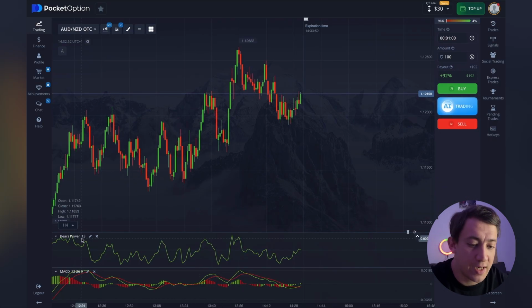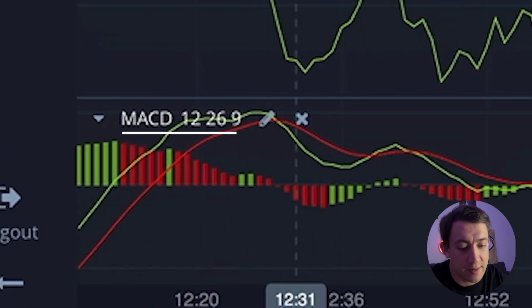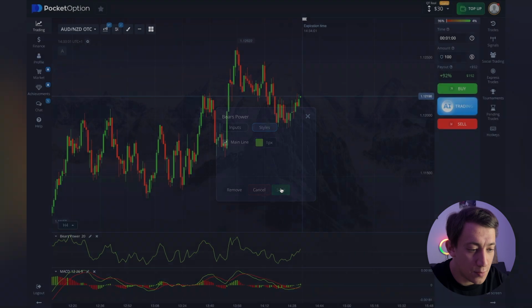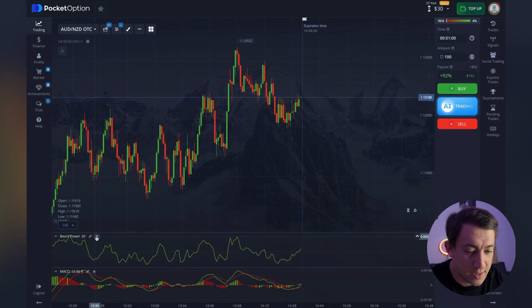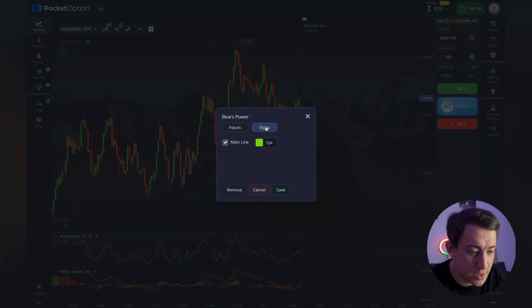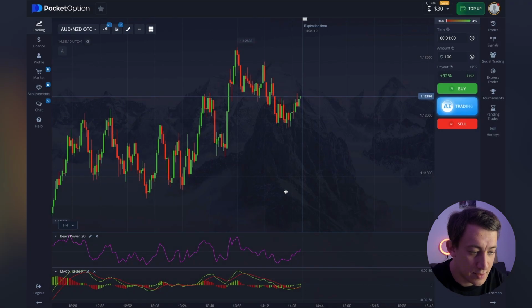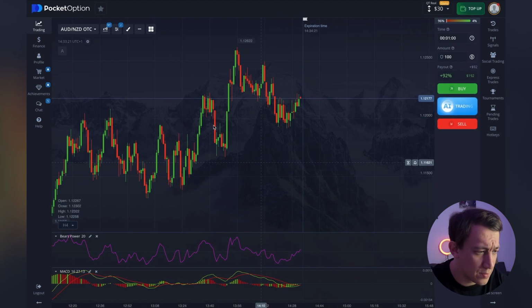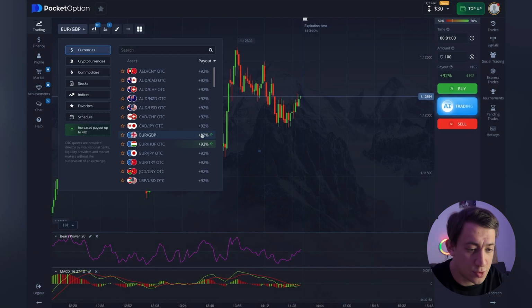And I will use two indicators. It will be Bears Power and MACD. You can see that, and you can change the settings exactly like mine. So I'm choosing like that, and okay, I want to change the color, of course. So exactly, okay, allow this color and MACD. You can change the settings exactly like mine. Okay. And so let's begin to trade, guys.